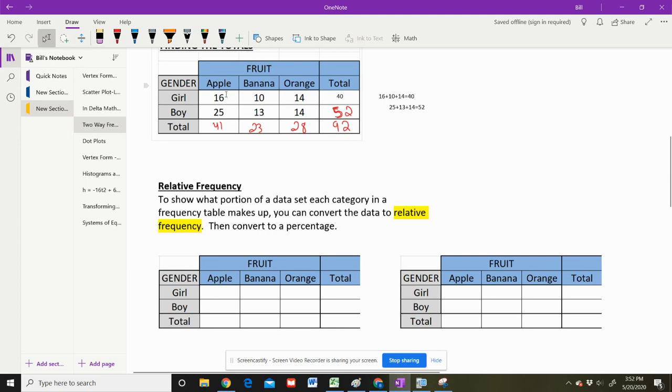So what we want to do is take each number. Right now, let me just highlight it, I've got 16 girls that liked apples out of 92 people. So this is just going to be 16 divided by 92. All right, 16 divided by 92 gives me 0.174.